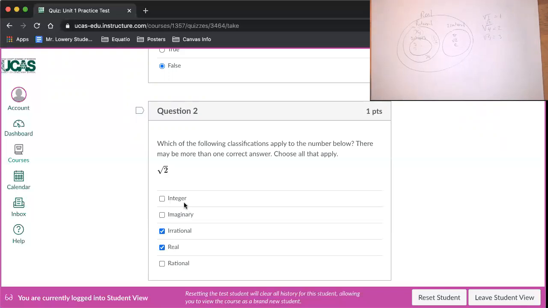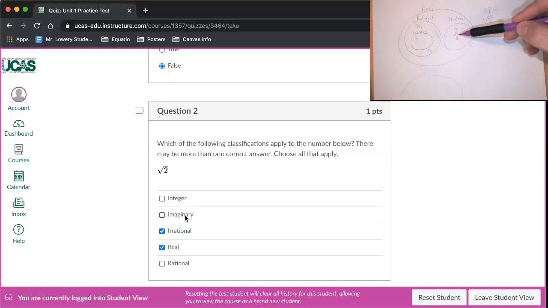Now, imaginary is another set. Imaginary numbers exist outside of the real numbers. There's a different relationship between reals and imaginaries. We haven't talked about imaginaries yet, but this number is irrational and it's real. So don't worry too much about imaginary. That's kind of a distractor that we haven't really talked about yet.